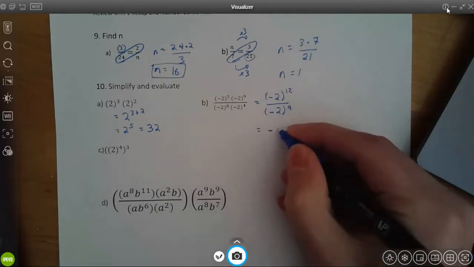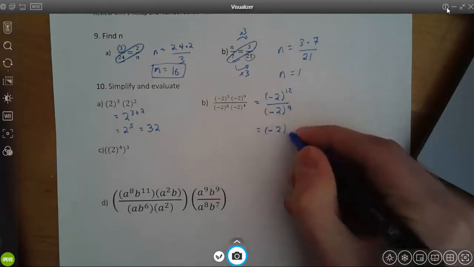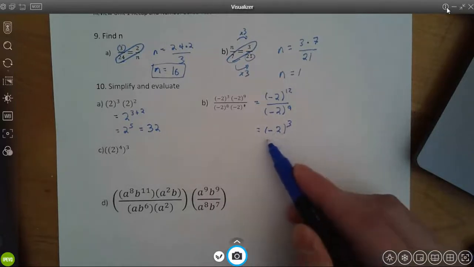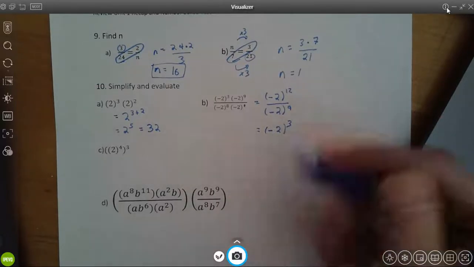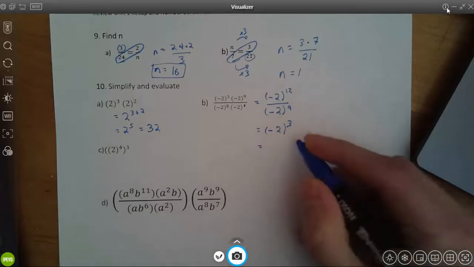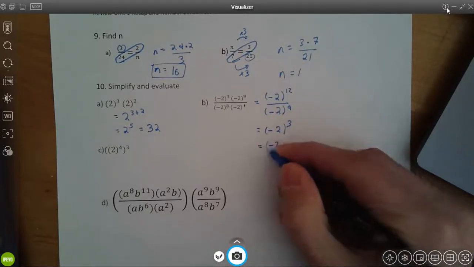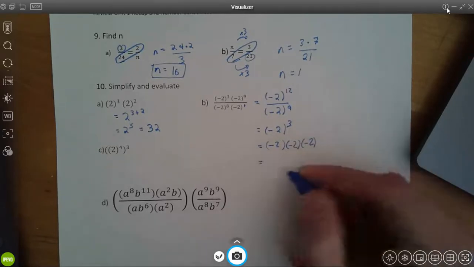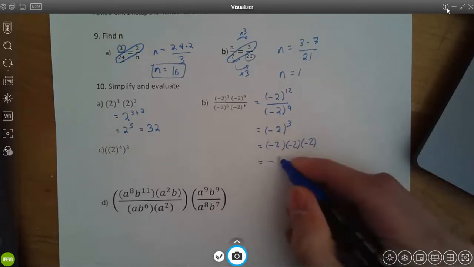When I'm dividing powers with the same base, I can subtract. So again, I really need you to see this. I want you to see writing as a single power, and then we evaluate. It's going to be negative 2 times negative 2 times negative 2. If I'm multiplying a negative number 3 times, it's an odd number of negatives, so my answer is negative, and then 2 times 2 times 2 is 8.